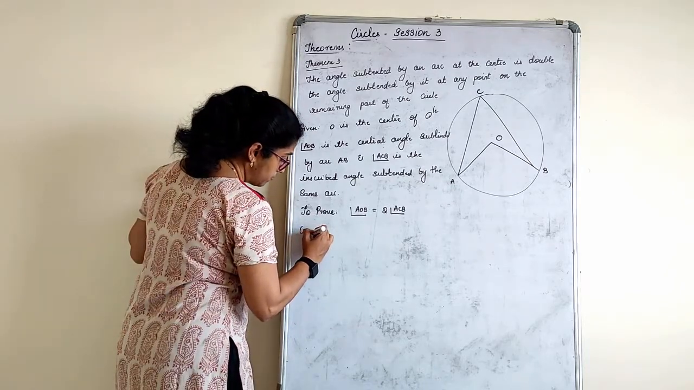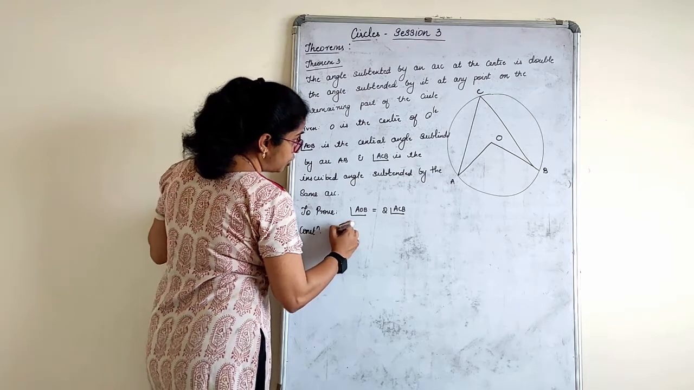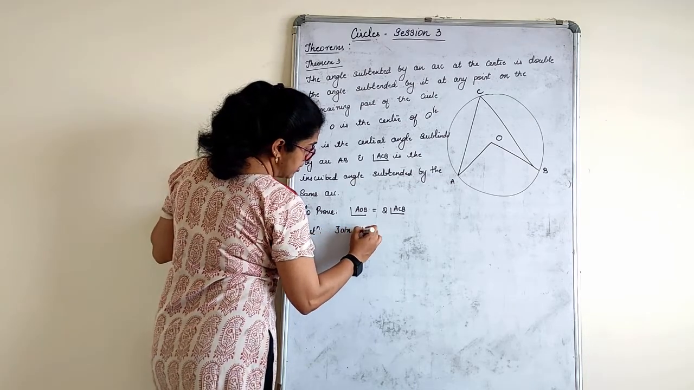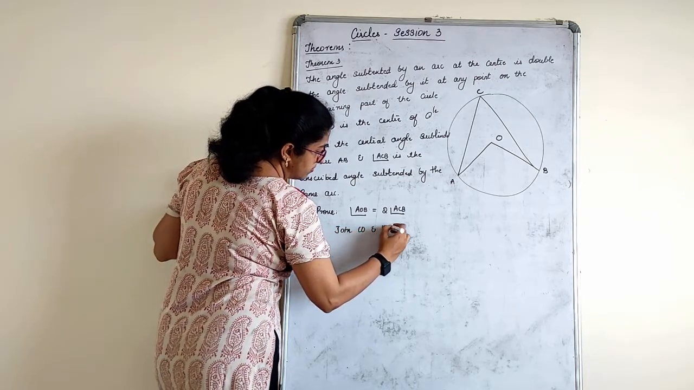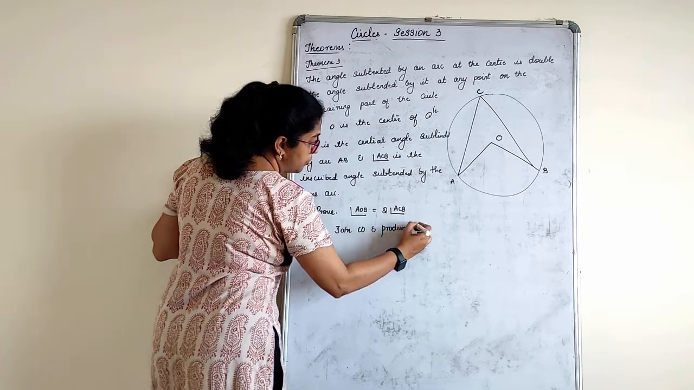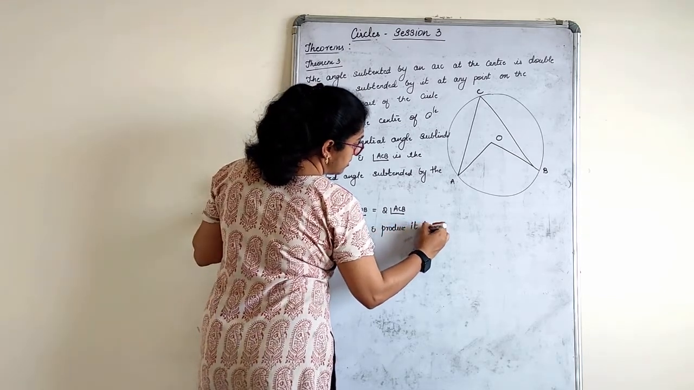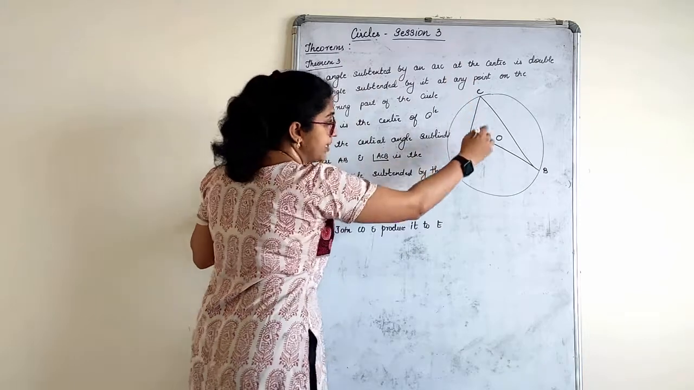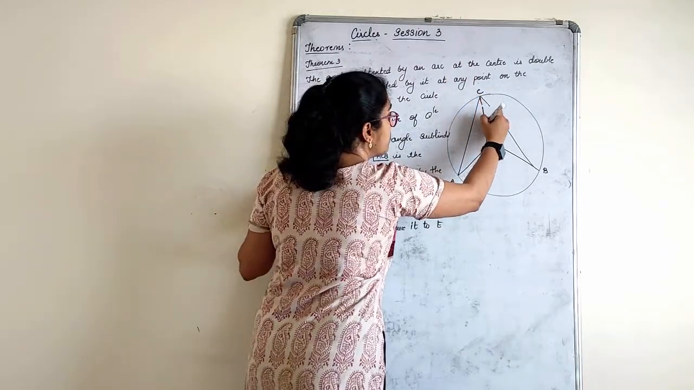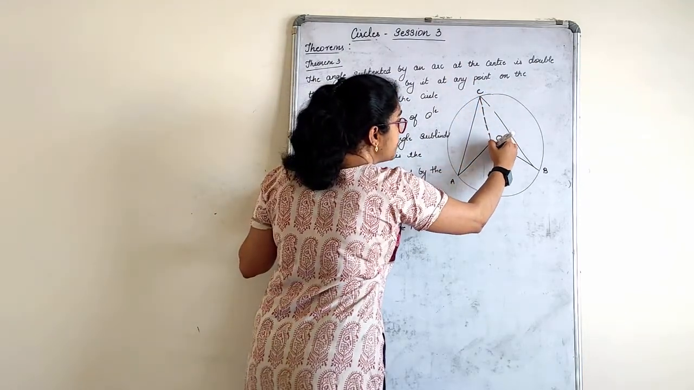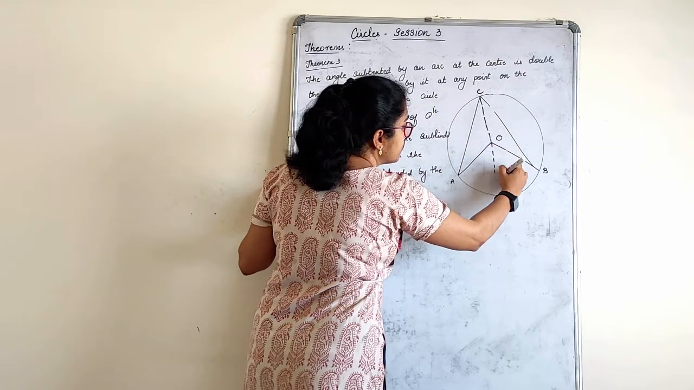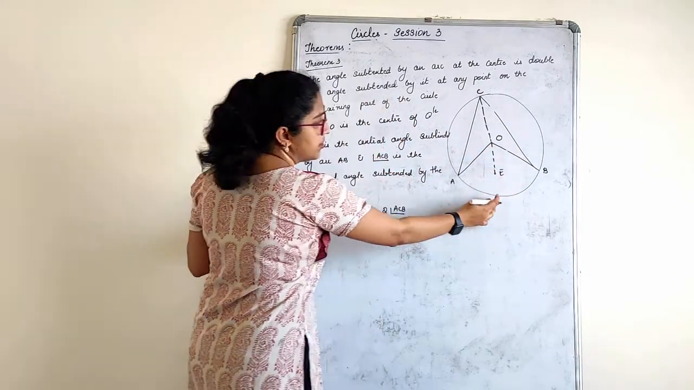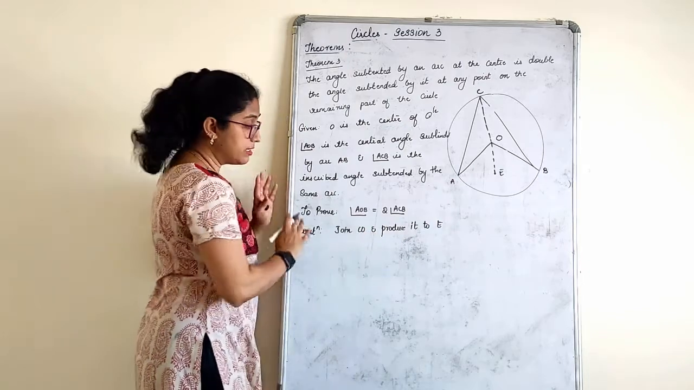Construction. Join CO, and produce it to E. Don't touch the circumference here. Okay, this much is done.